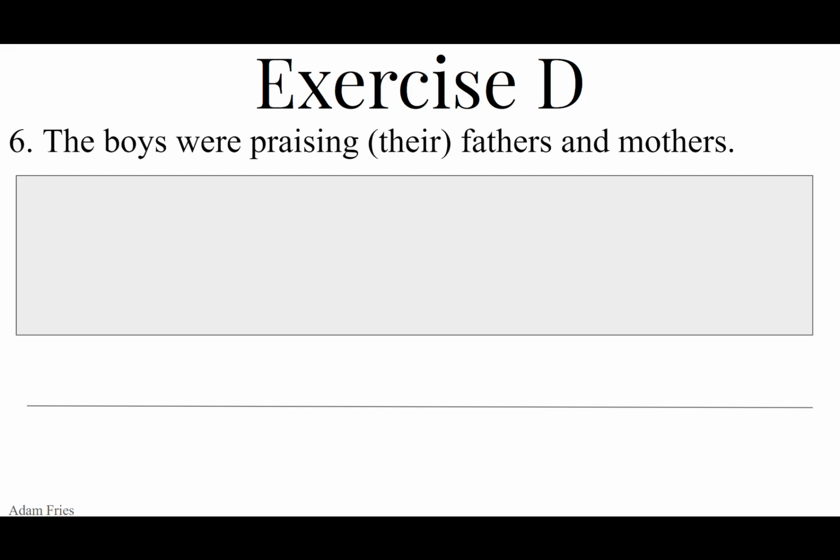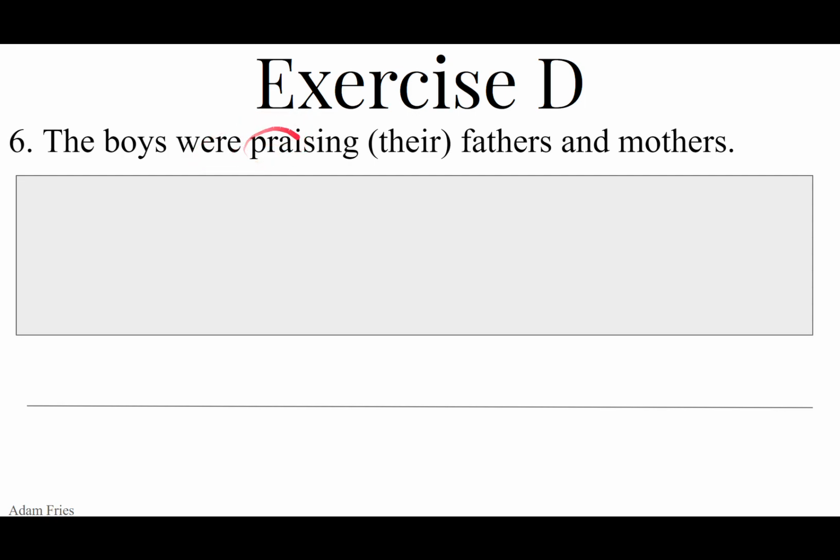Sexta. The boys were praising their fathers and mothers, as good boys tend to do. Notice you do not have to translate their, the possessive there, it's in parentheses. So the boys were praising fathers and mothers. Simple sentence. So the verb is were praising. Subject, who's doing the praising? The boys. So they are the nominative and plural because there's more than one of them. That's their number. Puer, pueri, masculine. The answer is pueri.